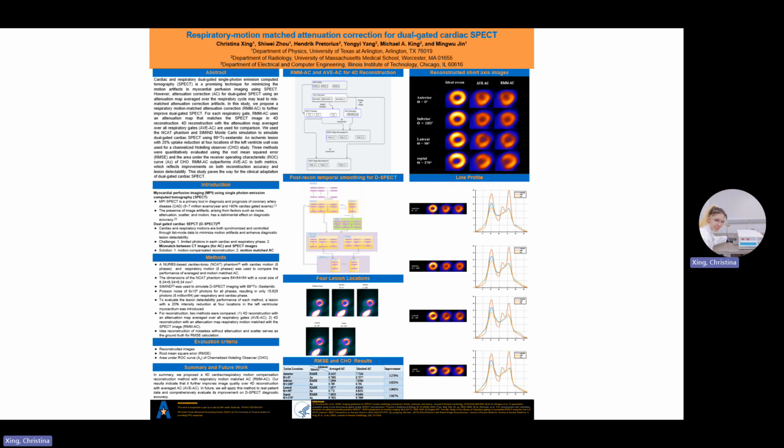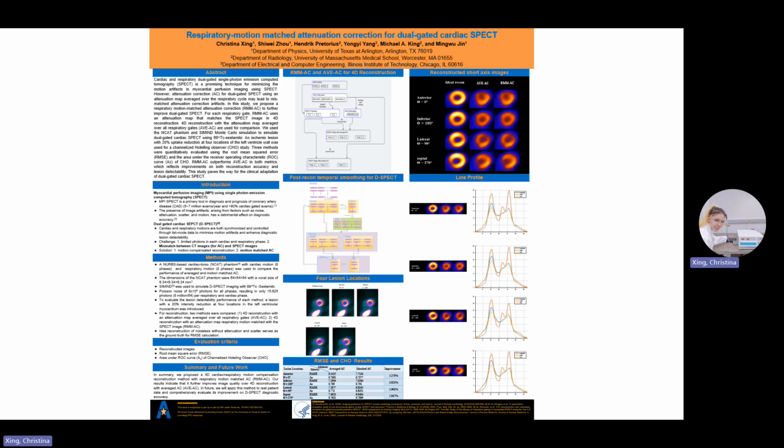On the top is a structure for 4D reconstruction with average and matched attenuation correction. Before the SPECT reconstruction, we reconstruct each individual cardiac phase for a fixed respiratory phase. We obtained images from all cardiac and respiratory phases using 4D reconstruction of dual-gated SPECT. Since the photon count of each individual phase is very low due to dual gating, we sum images over all K cardiac phases to alleviate the photon noise.